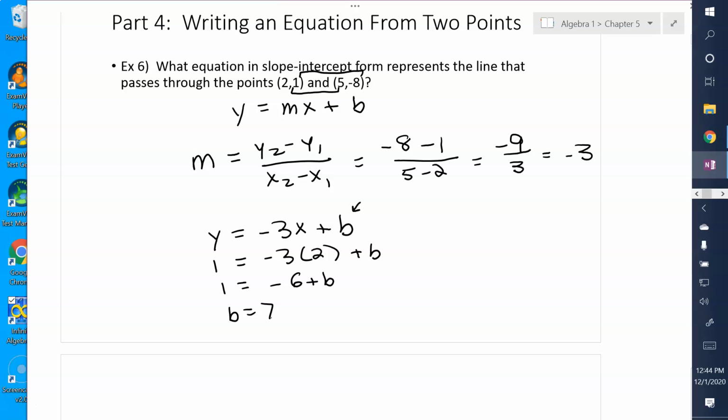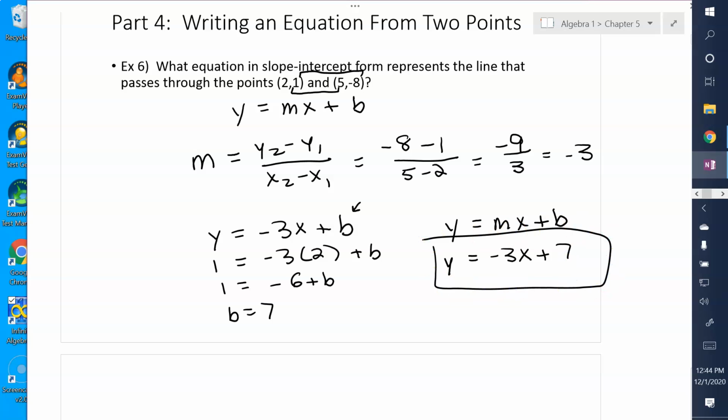So now I have m and b. I'm ready to write my equation. y equals mx plus b. And I'm going to plug in what I have. So I put -3 in for m, and I put +7 in for b. And that one is done.